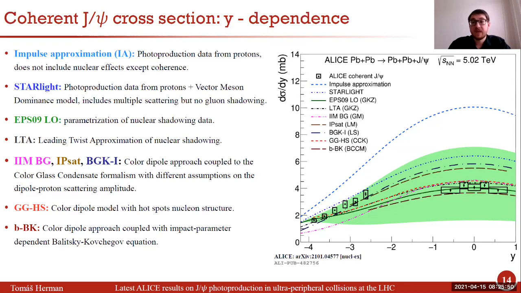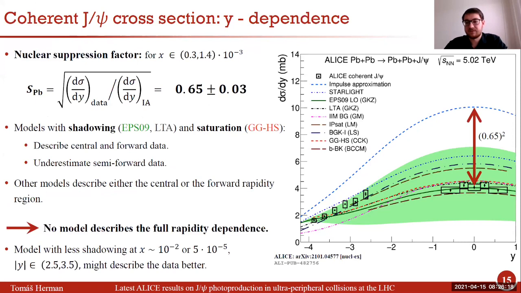Then there is a group of 3 models, which are based on the color dipole approach, which is coupled to the color glass condensate formalism, but they differ in their assumptions on the dipole-proton scattering amplitude. Then we have the color dipole model with hotspots in the nucleon structure. And last but not least, we have a color dipole approach, which is coupled with an impact parameter dependent Balitsky-Kovchegov equation. So after going through this, we can now have a look at the comparison itself. So let's have a look.